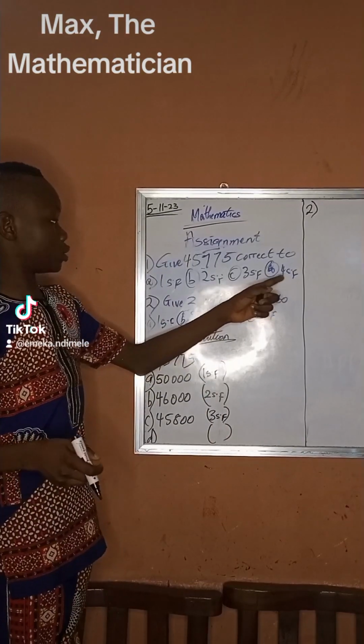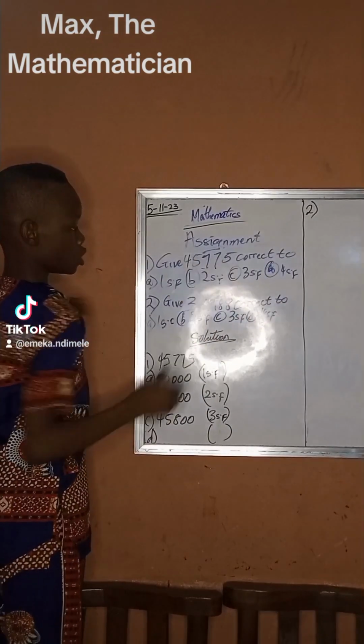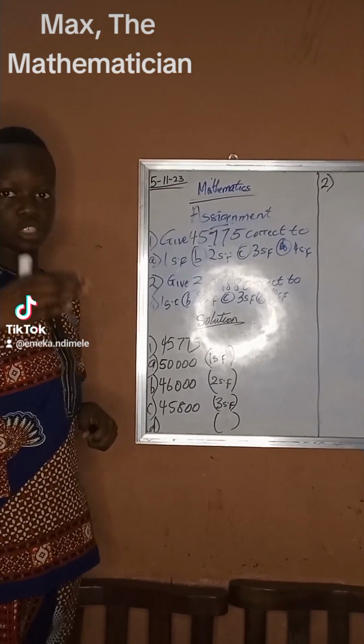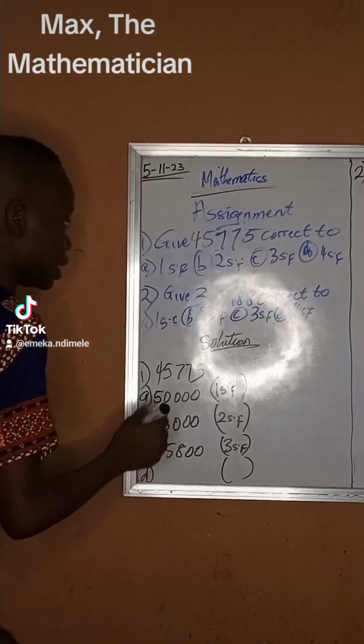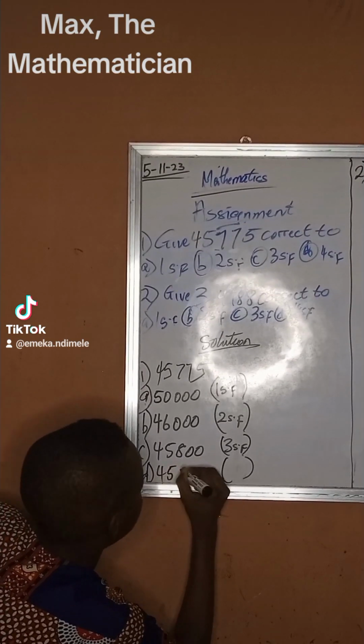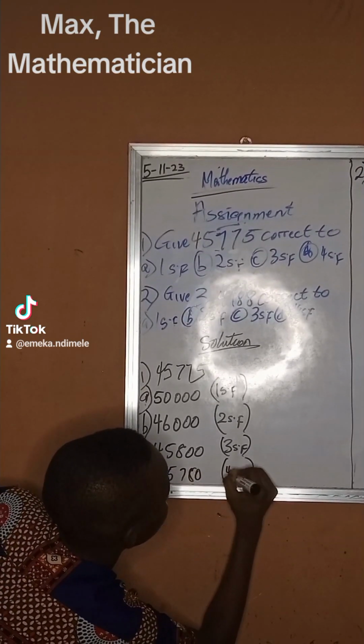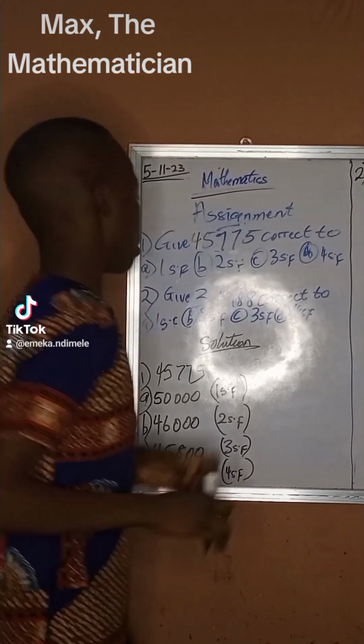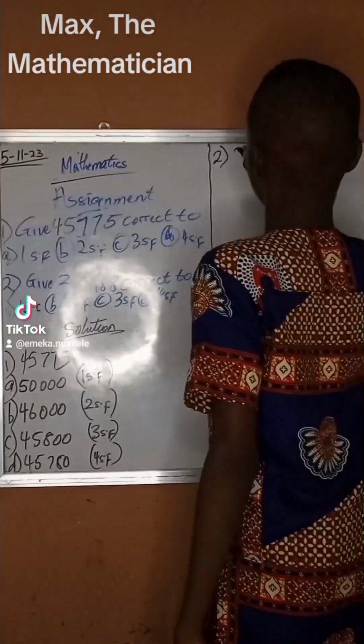Then the number approximating to the fourth significant figure, which is this. So 5 is the decider. 5 is in the range of 5 to 9, so you add 1 to the number. That is 7, and that will be 45,780. That is the fourth significant figure.